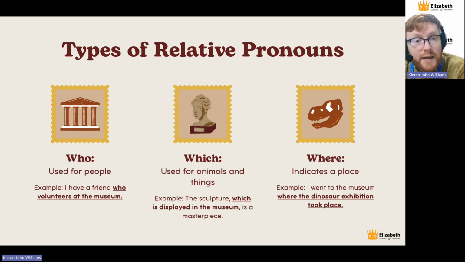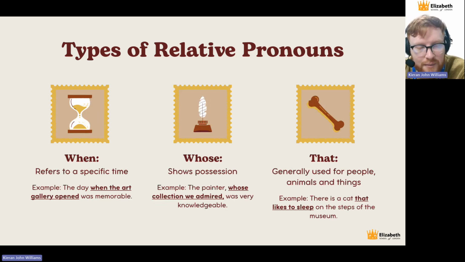The third relative pronoun that we can use is where. Where indicates a place. In the example sentence, I went to the museum where the dinosaur exhibition took place, where is describing a place, and the place we're talking about is the museum. So they are the first three. We've got three more coming up.